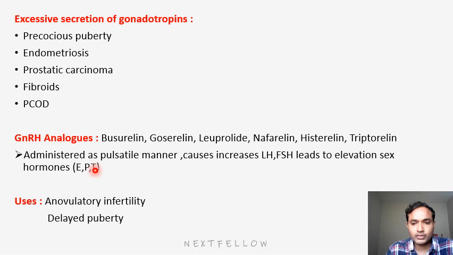So if we use these hormones in the pulsatile manner, what are the therapeutic uses? Anovulatory infertility and delayed puberty. In anovulatory infertility there is no ovulation because of a lack of estrogen and progesterone. When you give this in a pulsatile manner, there will be more production of LH and FSH. Follicle stimulating hormone and luteinizing hormone rise, leading to more production of estrogen and progesterone, and proper ovulation will happen. Delayed puberty is also a use.